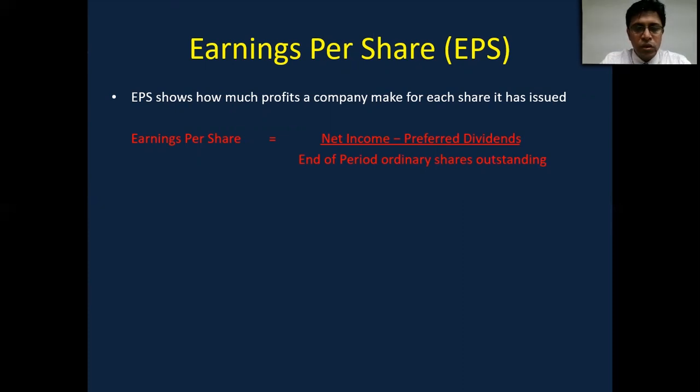Earnings per share shows how much profits a company makes for each share it has issued. In order to calculate this ratio, we will take the total profits earned or the net income of a company minus the preference dividends, if any, and divide that by the total number of shares in issue. It will give the earnings earned for each share.